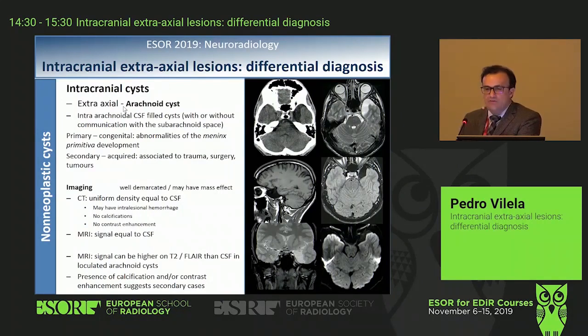So the arachnoid cyst is very, very easy. All the signal intensity on MR, and the density on CT, will be equal to the CSF. Well, there are a couple of exceptions. If we have a loculated arachnoid cyst, the signal intensity on T2 FLAIR may be a little bit higher than the CSF. It's important to look at the diffusion. There is no restriction, and then there is always the reduction in the signal intensity from T2 to FLAIR, or dark fluid.